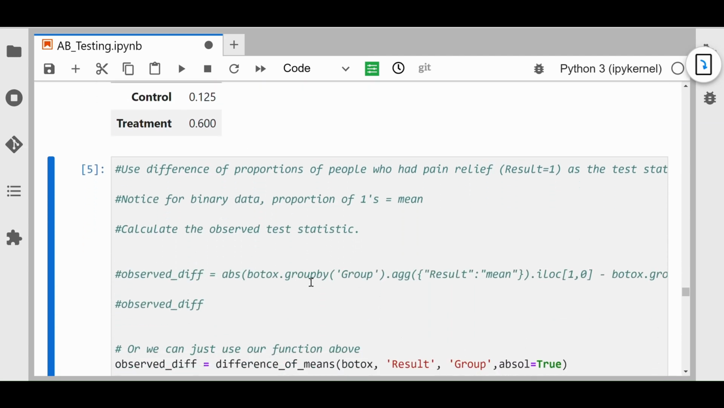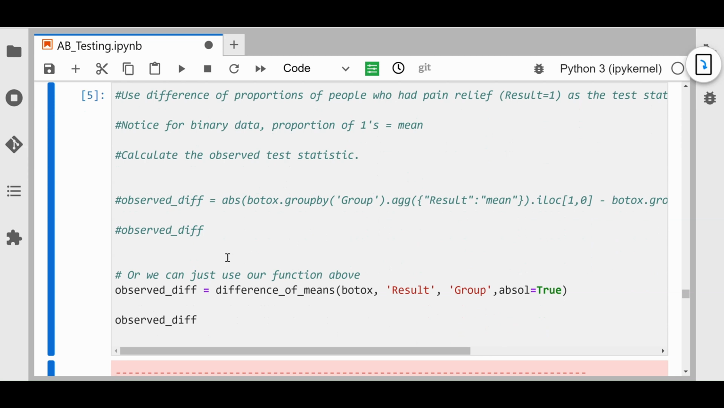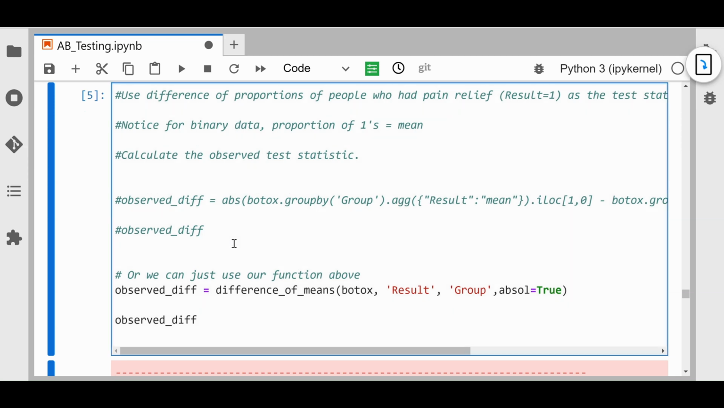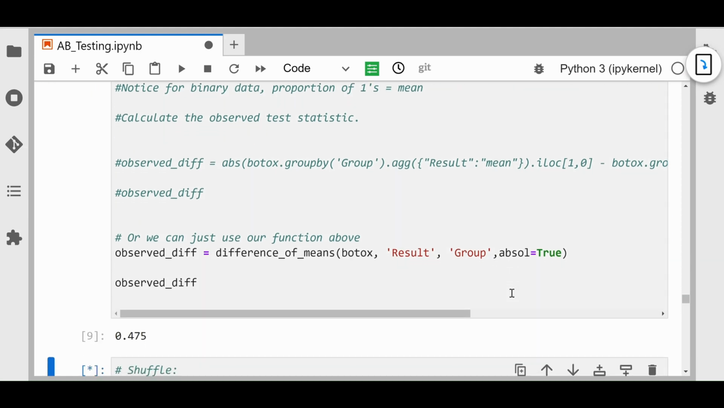We can just write our own code for this, but I'll point out that we actually have done this above when we were doing our A/B test in our difference of mean functions using absolute value as true. So that's what I'm going to use here. But if you want to do it manually, it would be this.